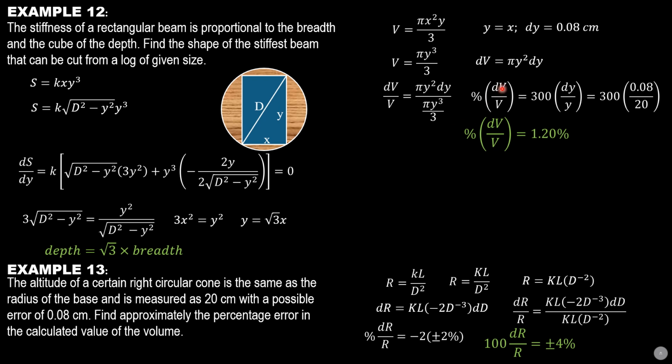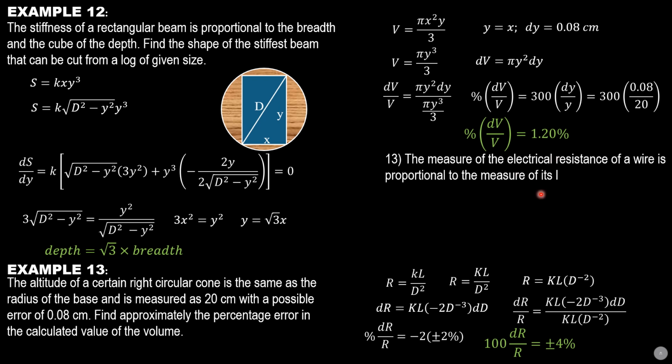So percent relative error in volume, or percent dV over V, is equal to 3 times 100, 300, then dy over y. Substituting, dy is 0.08 and y is 20, 20 cm. So that would be in percentage. So percentage error in the calculated value of the volume is 1.2%.